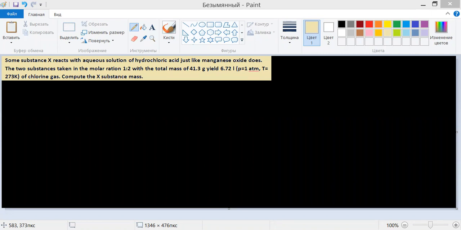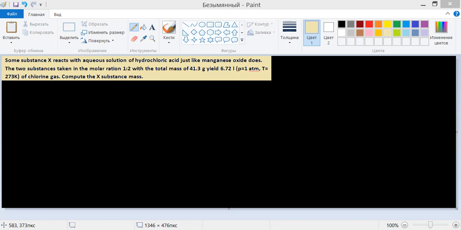Some substance X reacts with aqueous solution of hydrochloric acid, just like manganese oxide does. So that means that we've got two reactions. The two substances taken in the molar ratio as 1 to 2, with a total mass of 41.3 grams, yield 6.72 liters, at 1 atmosphere and 273 Kelvin, of chlorine gas. Compute the X substance mass.